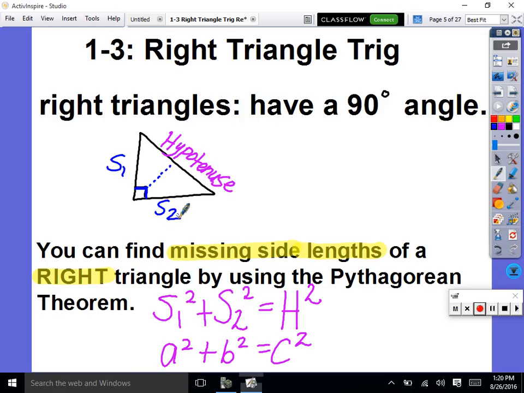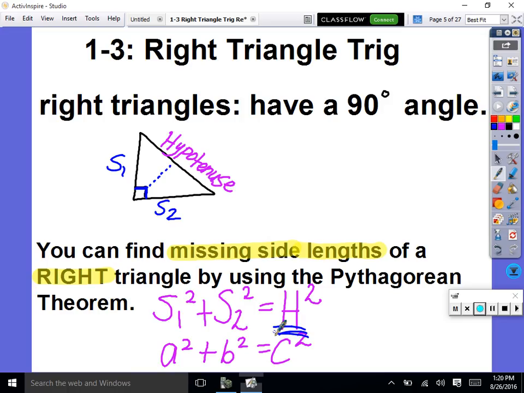So Pythagorean theorem, a lot of teachers teach it as a squared plus b squared equals c squared. But then people get too wrapped up in what's a, b, and c. So I just state it like this. Same thing, but I state it like this. Side 1 squared plus side 2 squared is equal to the hypotenuse squared. Because it really doesn't matter. A, b, and c don't matter. The important thing is that you put the hypotenuse over on that side of the equation. Does everybody understand the Pythagorean theorem?